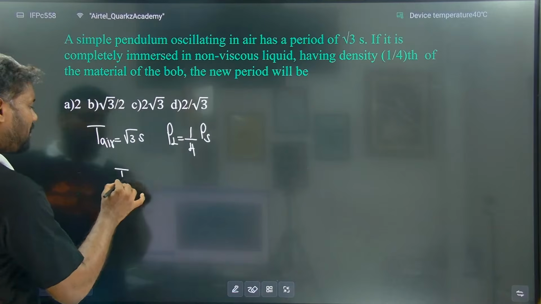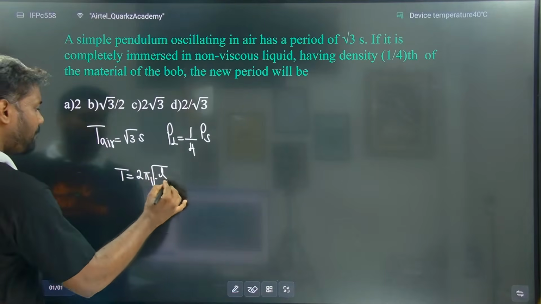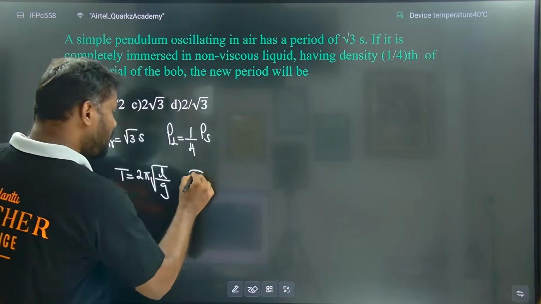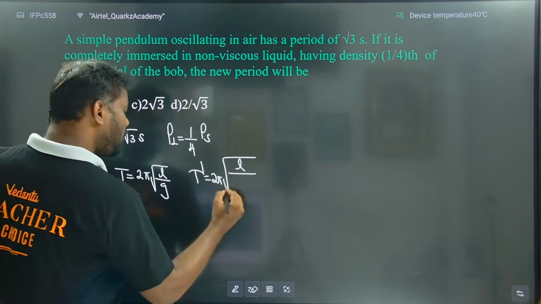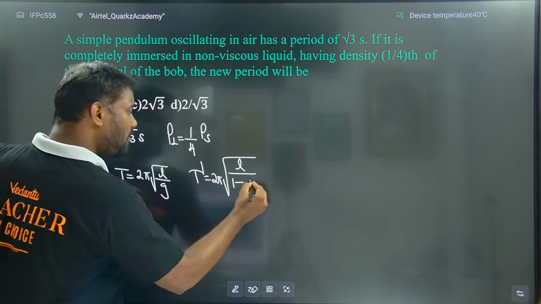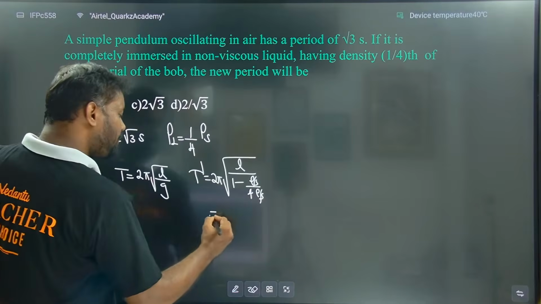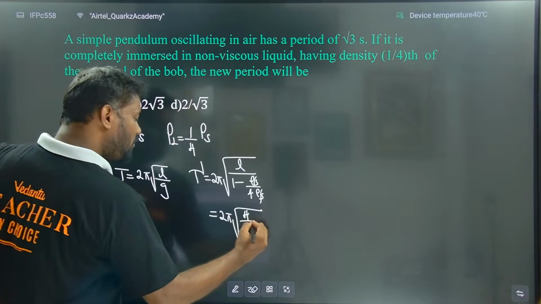To calculate, the initial time period is 2π√(L/g), right? They have given this as √3 seconds. Now the new time period is equal to what? 2π√L divided by what? 1 minus density of liquid divided by density of solid. The density of liquid is ρs/4, so the ρs cancels. What do we get? 2π, and the √4 goes to the top. This is 3.